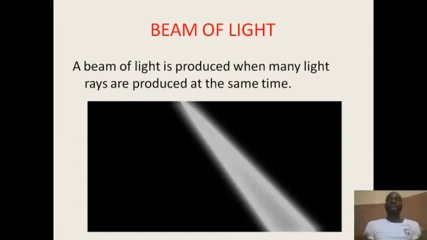But when it is one, you call it a broomstick. So what is a ray of light? A ray of light is a single line of light. What is a beam of light? A beam of light is produced when there are many of them clustered together, tied together, moving together in a straight line. So from the definition, a beam of light is produced when many light rays are produced at the same time, traveling the same distance.